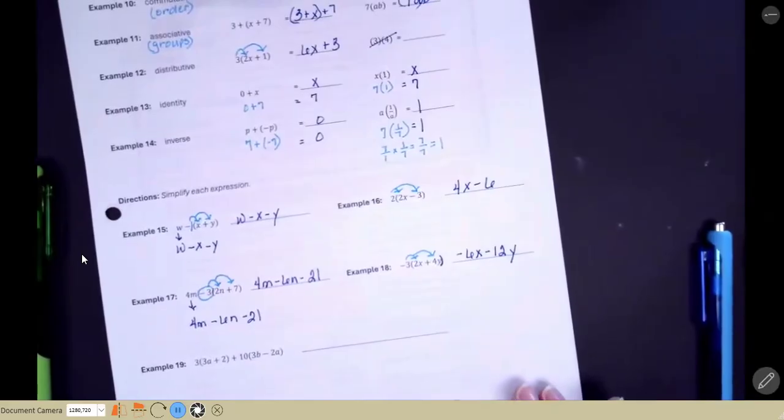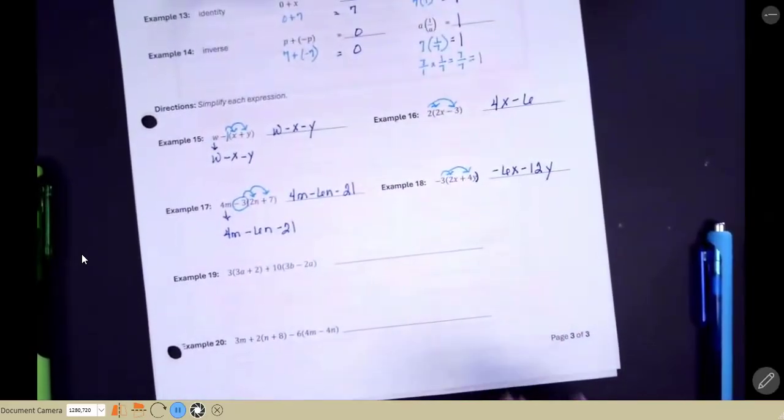Okay. Last two. So let's look at, I'm going to do example 20 with you, and then I'm going to have you do 19 on your own. Okay. So let's look at example 20. Can somebody raise your hand and tell me what our first step would be here?